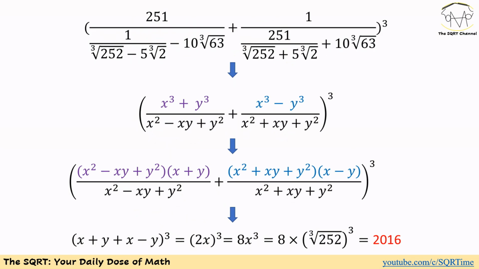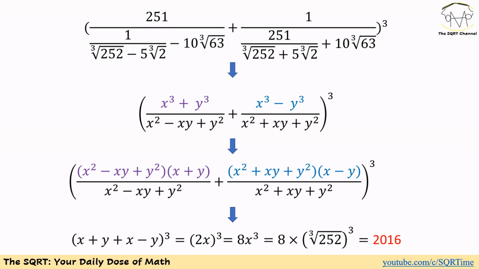After all these simplifications, we have two terms. For the first term, we have x cubed plus y cubed for the numerator. On the other hand, for the second term, we have x cubed minus y cubed for the numerator. We will have x squared minus xy plus y squared for the first denominator and x squared plus xy plus y squared for the second denominator.